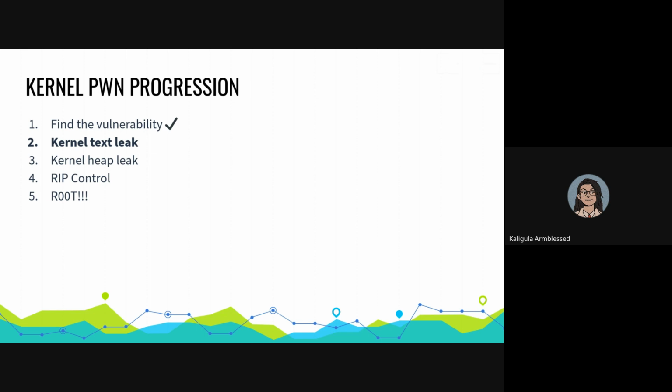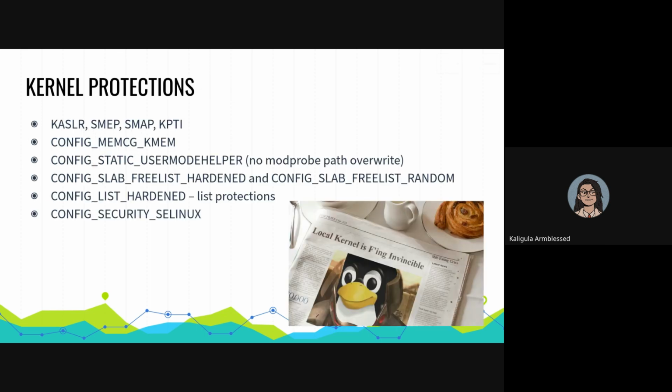Okay. So first, we have to talk about kernel protections. We don't just have the normal KASLR, SMEP, SMAP, and KPTI in this kernel. This kernel is actually terribly hardened in the sense that it has all these other protections on it. We will go through these protections one by one, but first we'll talk about CONFIG_MEMCG_KMEM.